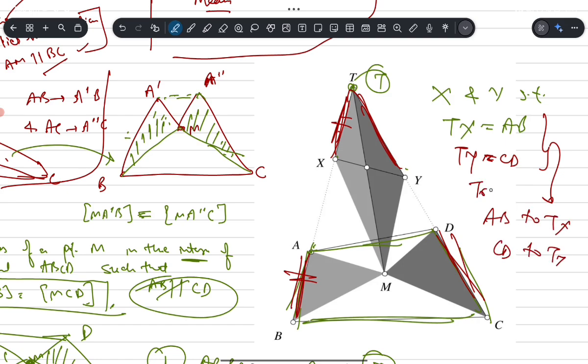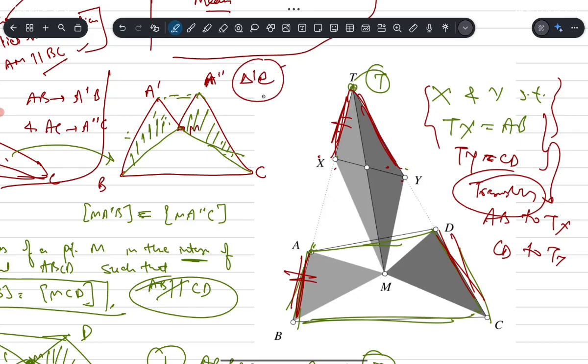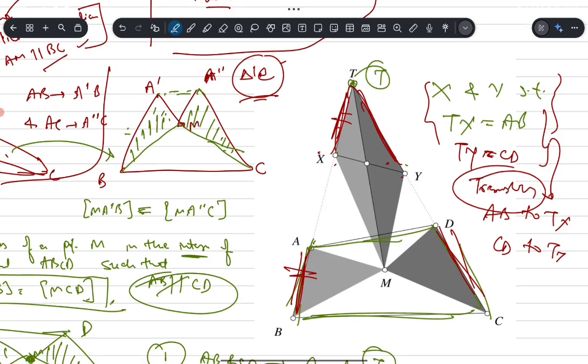We are translating. We'll be doing this. Don't worry about that. So this is what it means. We have chosen X and Y such that TX equals AB and TY equals CD. Why are we doing this? Since we are comfortable with a triangle, right? We have already dealt with a triangle in a lot of detail, so we know how to deal with them. So we are basically converting the quadrilateral problem into a triangle, if that's clear.